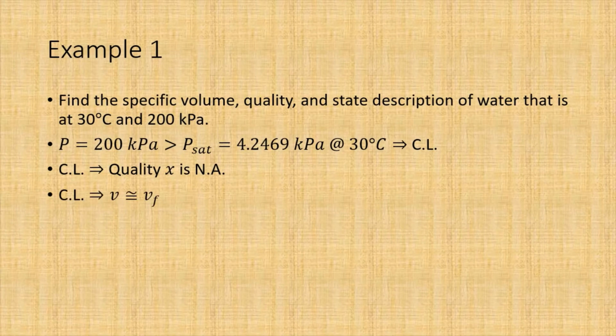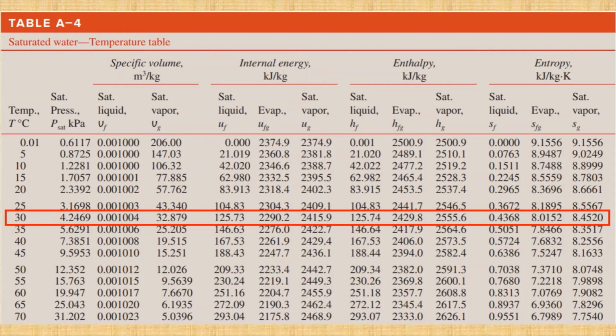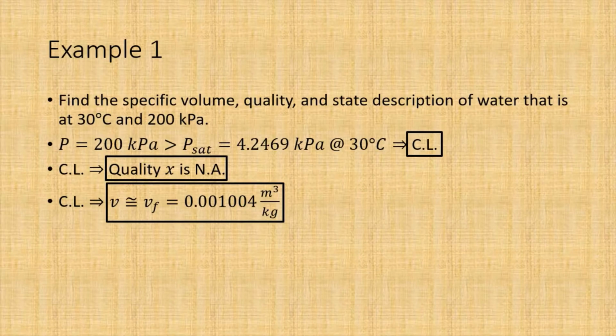To find vf, we go back to the temperature table and look across the row containing 30 degrees Celsius. We look under the column of saturated liquid for specific volume and find that vf is equal to 0.001004 meters cubed per kilogram for 30 degrees Celsius. We have now found everything that this example requires, and our answers are listed here. The final answers are in a box.